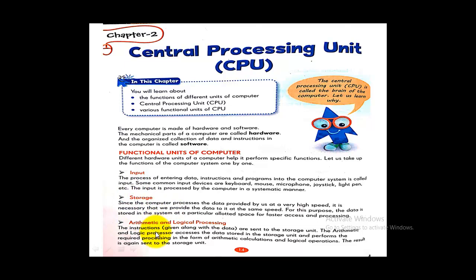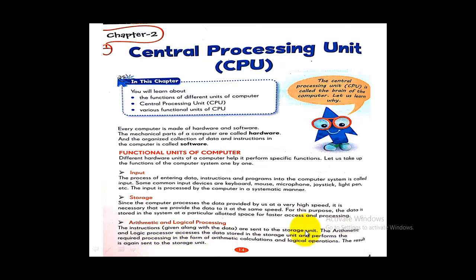Then the next is the arithmetic and logic processing. Now the instructions that are given along with the data are sent to the storage unit. The arithmetic and logic processor accesses the data stored in the storage unit.